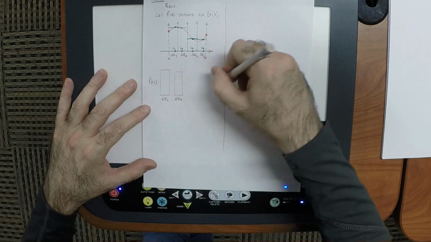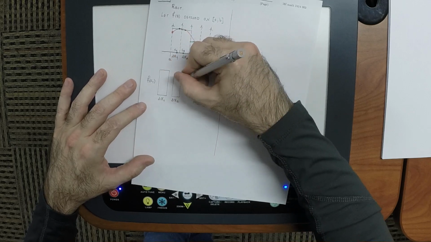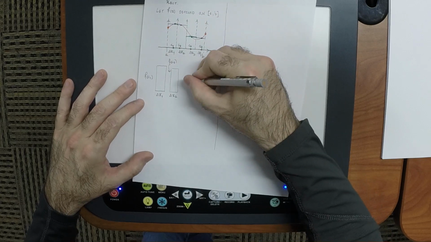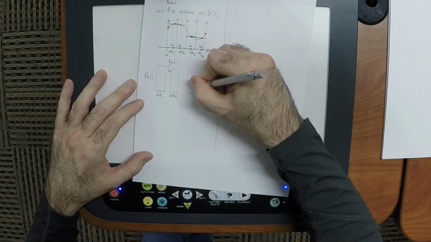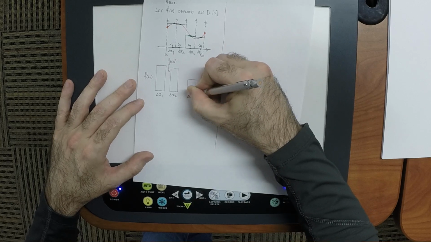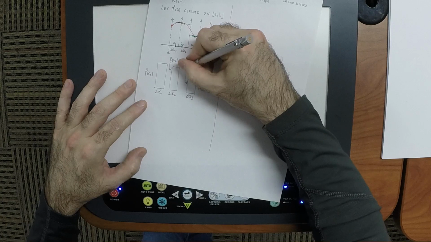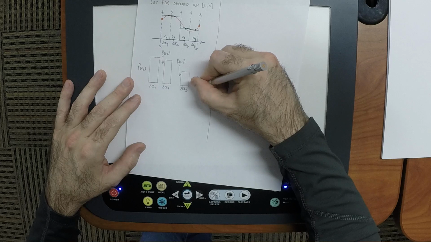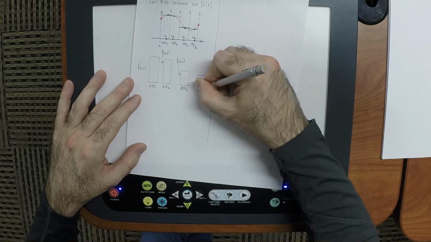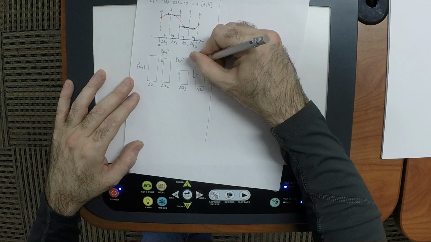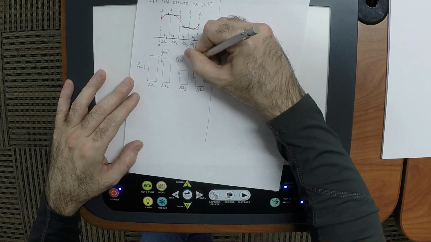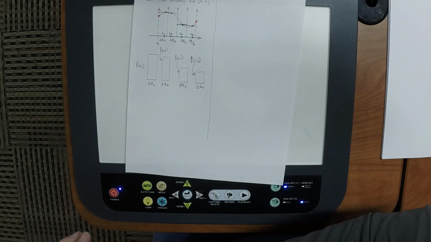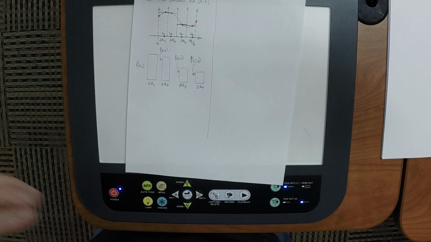Delta x2 is its base, and its height is going to be f of c2. The next one's a lot shorter. So this is delta x3, and that height is f of c3. And then the next one's a little bit shorter. So delta x4, and that one is f of c4. And so we can find the area of all 4 of those, and then we can add them all up.